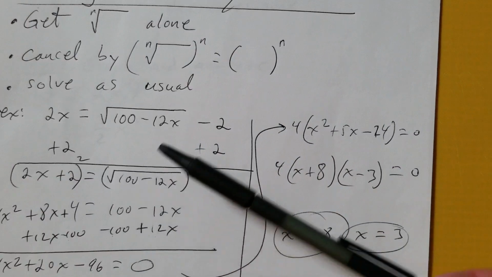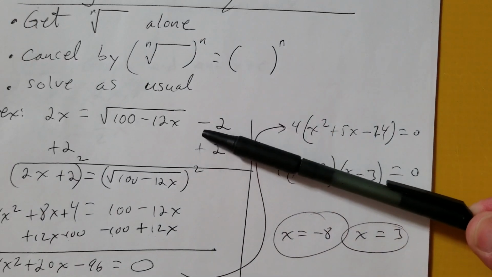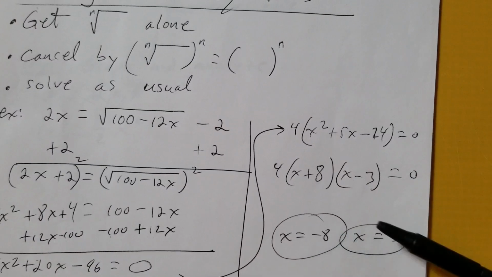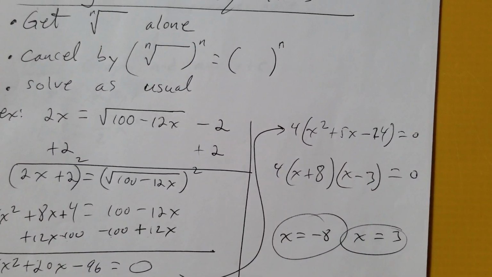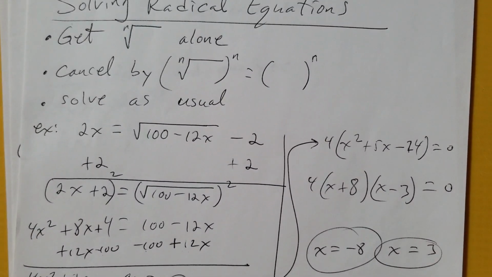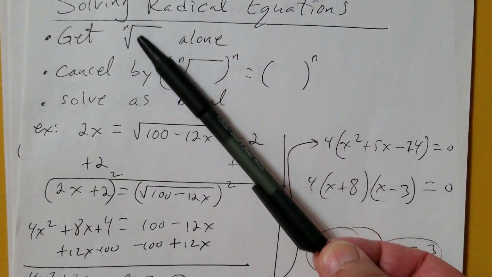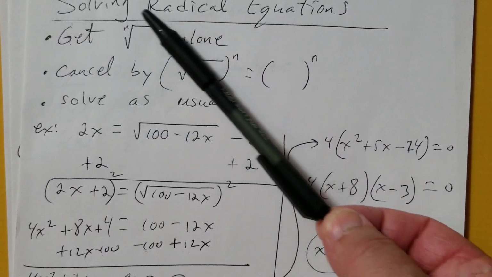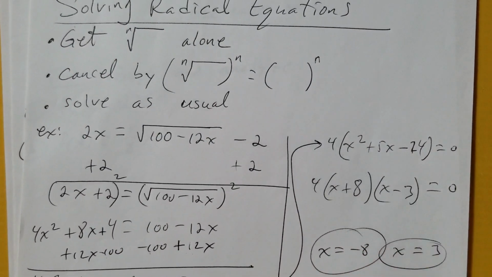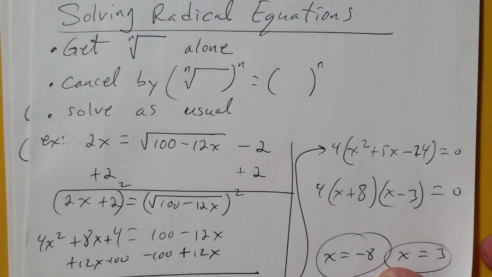I solved this equation way up here, and it came out to x equals negative 8 and x equals 3. Okay? The most important part, even though there's a lot of steps in here, is you start by getting this radical part. The radical part, get that alone. Okay? All right. Moving on.